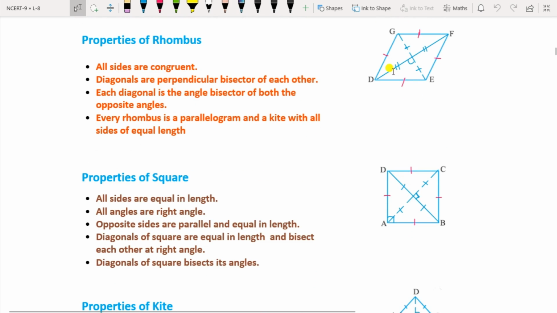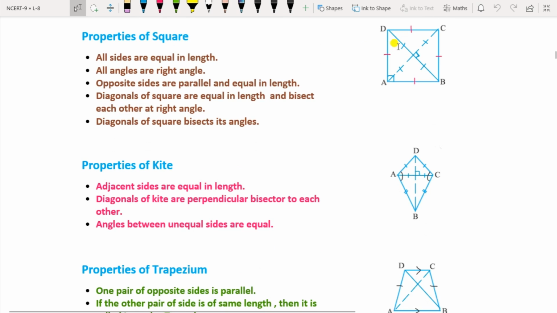Then comes the rhombus. All sides of a rhombus are congruent. Diagonals are perpendicular bisectors of each other, that is, they divide each other into equal halves and also at 90 degrees. Each diagonal is the angle bisector of the opposite angles. So if you consider DF here, DF is the angle bisector of angle D and angle F, that is, it divides the angle into two equal halves. Every rhombus is a parallelogram and a kite with all the sides of equal length. So a rhombus is a form of a parallelogram and also a kite.